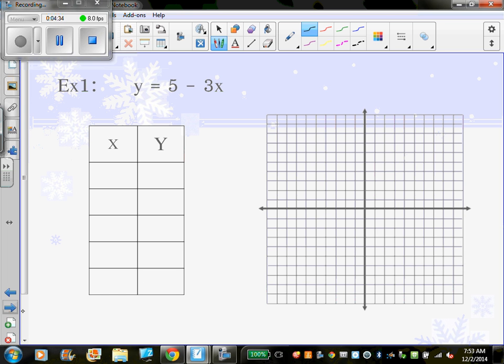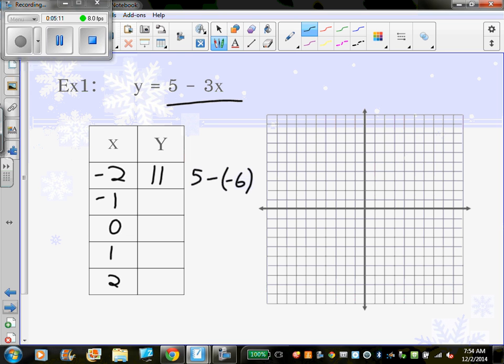First example, we have y equals 5 minus 3x. Notice there is no fraction in this one, so we're just going to go with the standard -2, -1, 0, 1, and 2 for x. And we're going to plug those values in for x in this equation. So, for the first part, when we plug -2 in, we're going to have 5 minus 3 times -2, which is -6. 5 minus negative 6 is the same thing as 5 plus 6, and 5 plus 6 is 11, and that's what I put in for y.